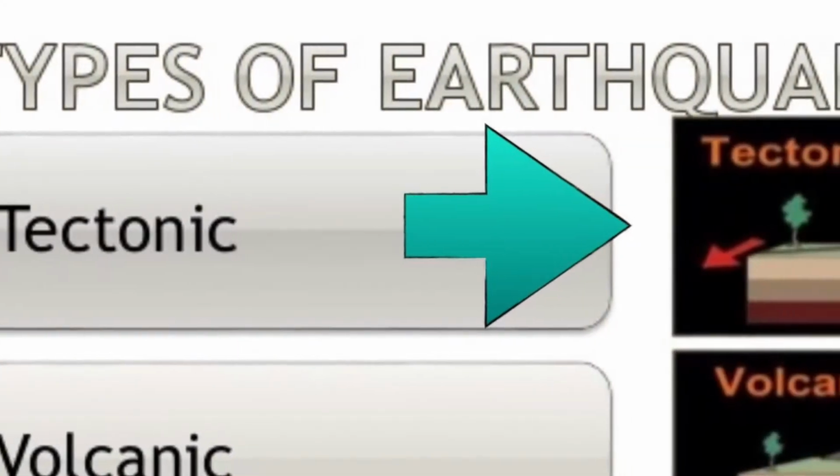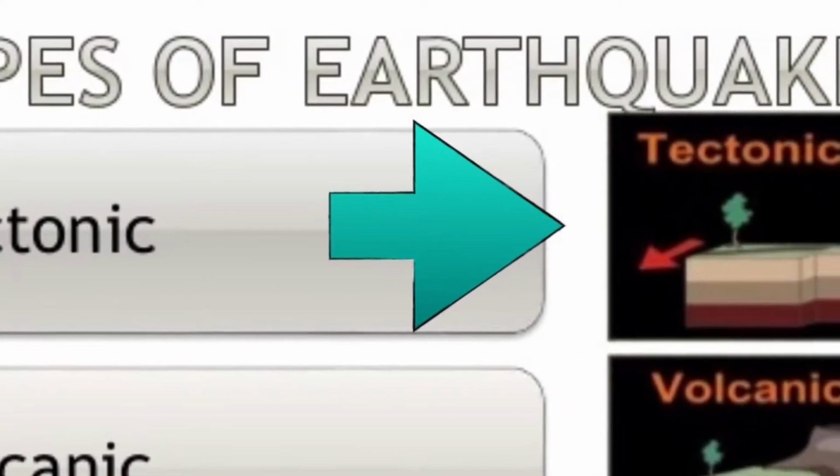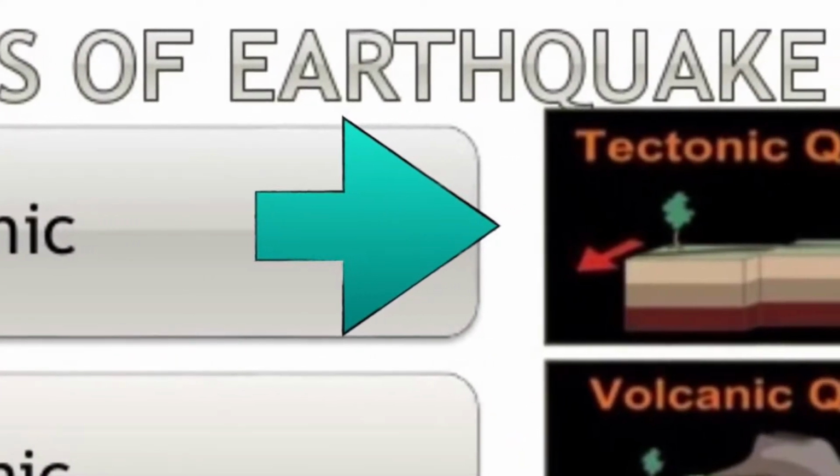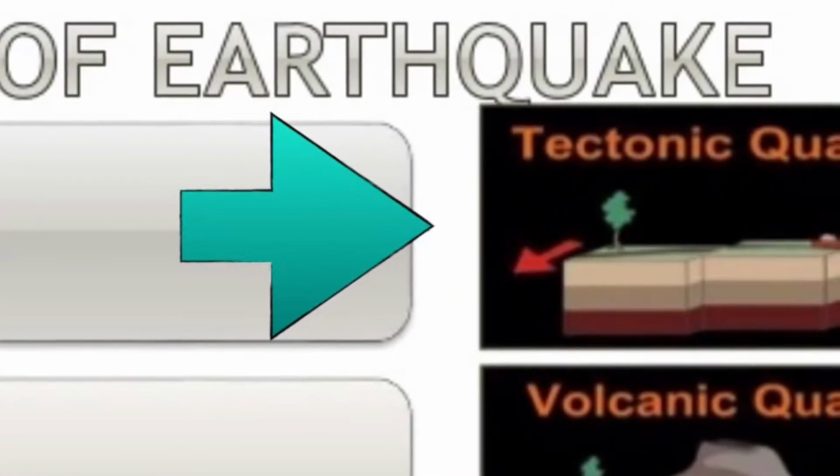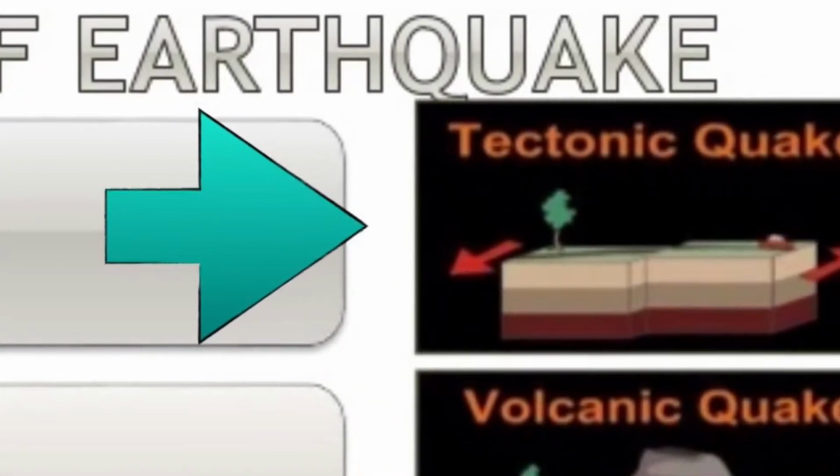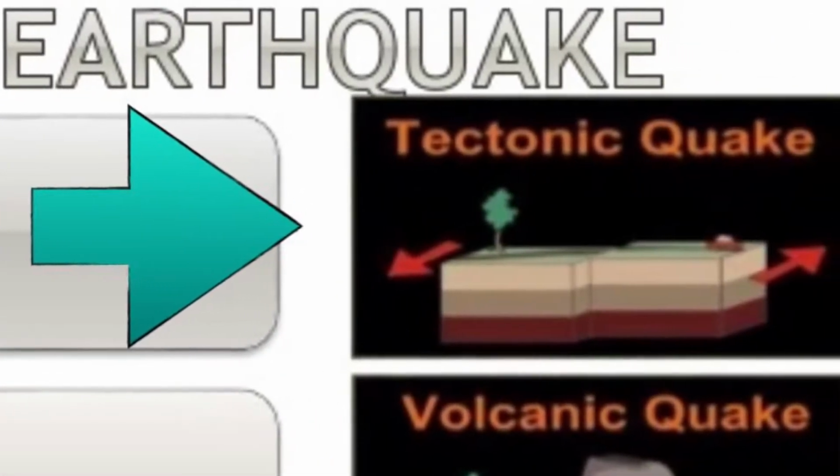There are 4 types of earthquakes. There is the tectonic, volcanic, collapse, and explosion earthquakes. A tectonic earthquake is one that occurs when the Earth's crust breaks due to geological forces on rocks and adjoining plates that cause physical and chemical changes.